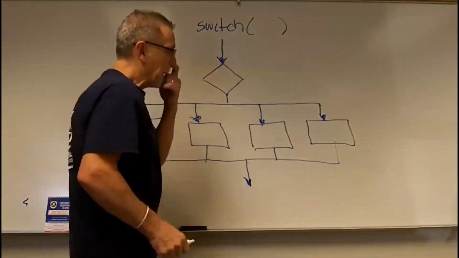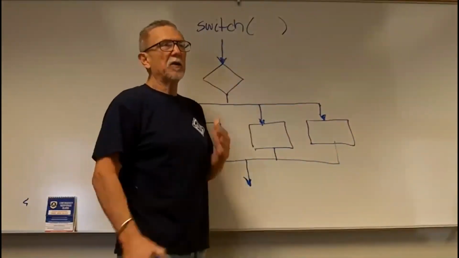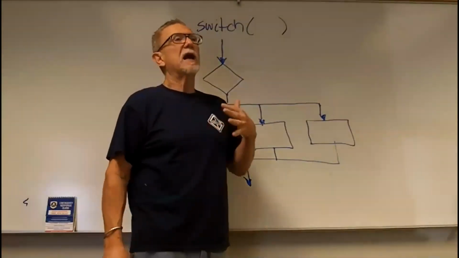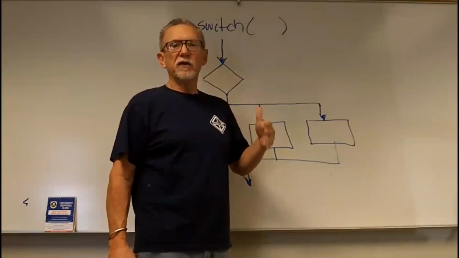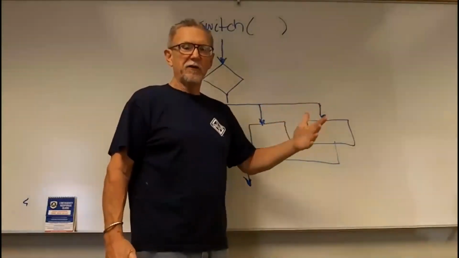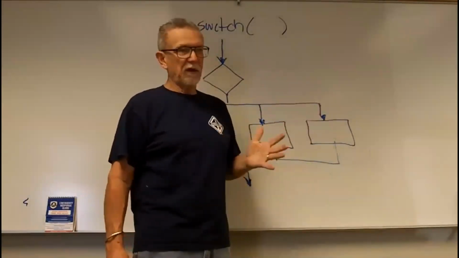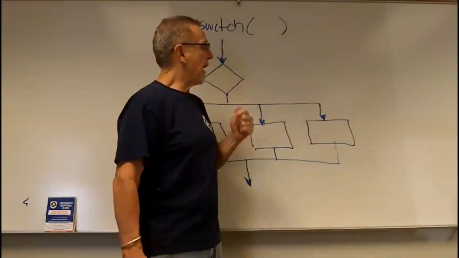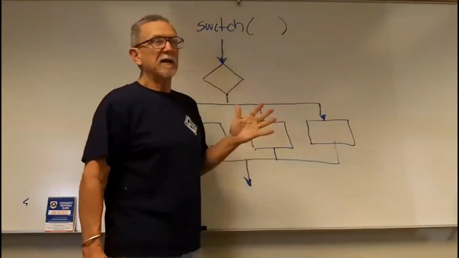The problem with a switch in Java is they're not used to do ranges. It's really hard to do a range. In some other languages, you can say, okay, if it's 1 through 20, do this. If it's 20 through 25, do this. If it's 30 through 40, do this, et cetera, et cetera. You can't do that with Java.